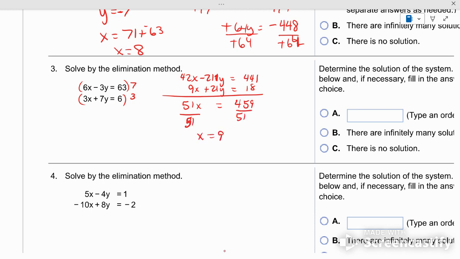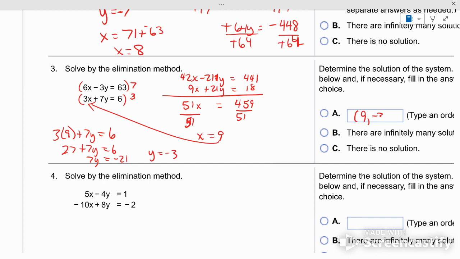x equals 9. Once you get x equals 9, plug it into one of these equations. 3 times 9 plus 7y equals 6. So 27 plus 7y equals 6. Subtract: 7y equals 6 minus 27, which is negative 21. So y equals negative 3. So it's 9, negative 3. What should I do at the end of these problems? Check our answers. 9 times 6 is 54, plus another 9 makes 63. So I checked.